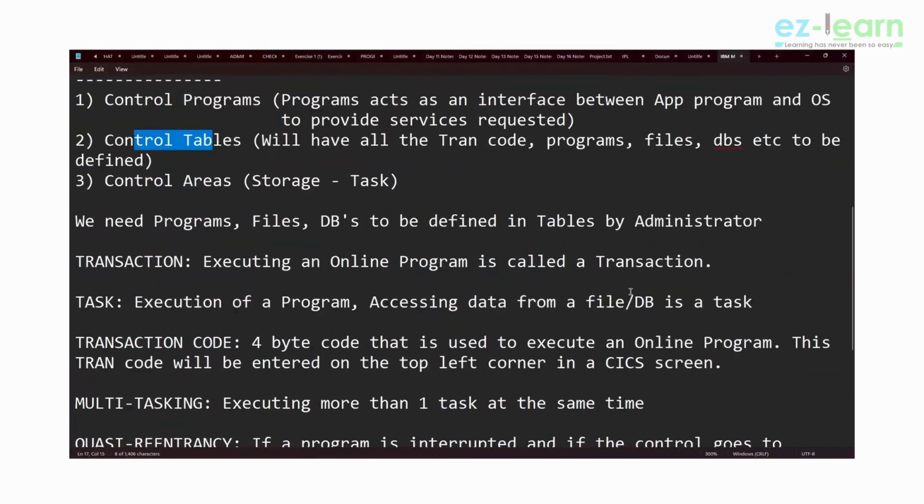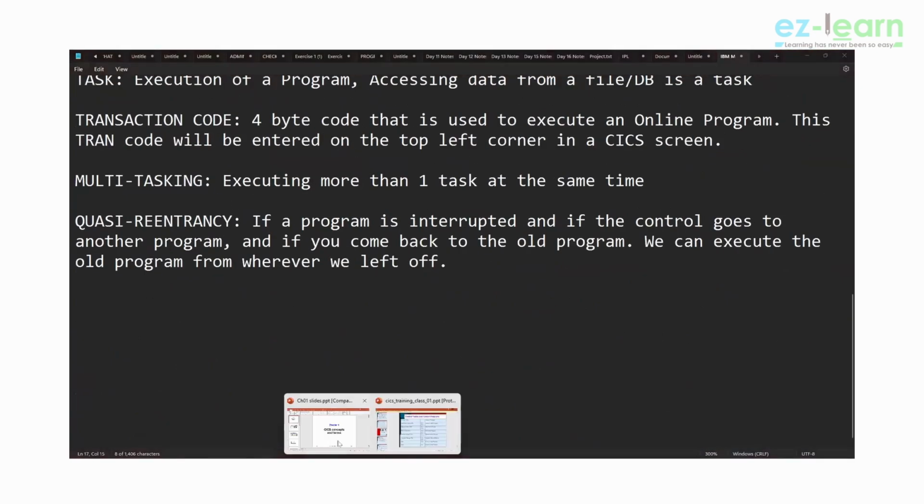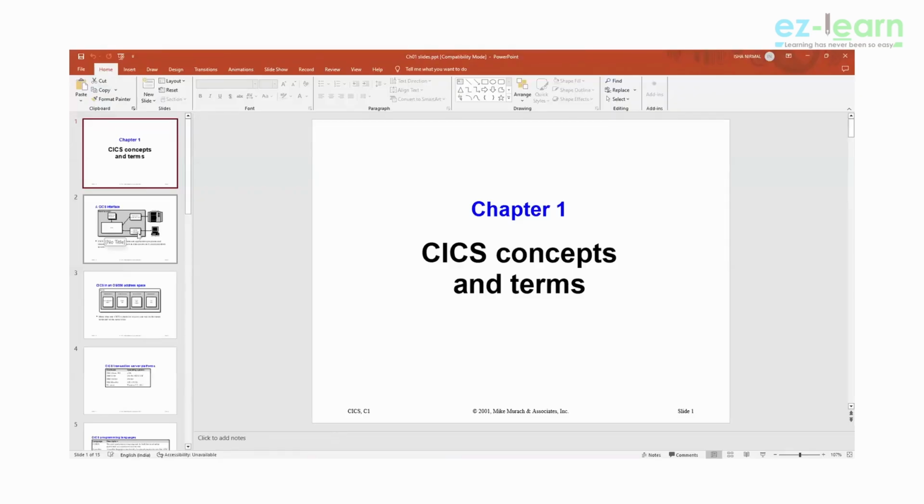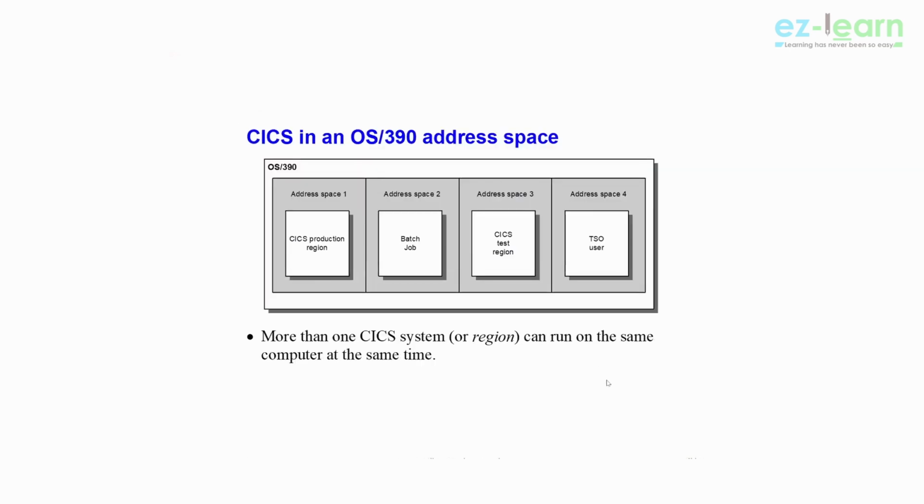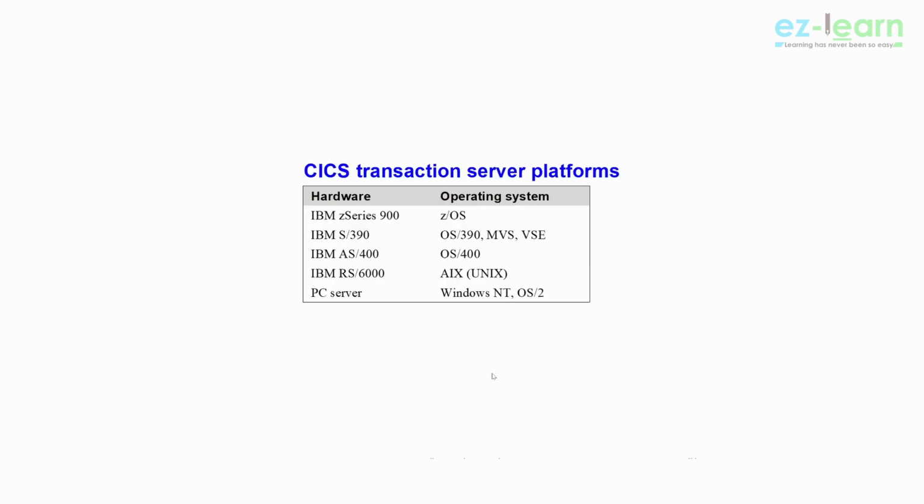Now I'll go to the slides. I think since you have already seen the slides, I'm not going to deal more with the slides. And remember, in the mainframe environment, every subsystem will run in a separate address space. JES or TSO is a subsystem, CICS is a subsystem, IMS is a subsystem. Everything will be running in a separate address space. That's what is shown in this slide.